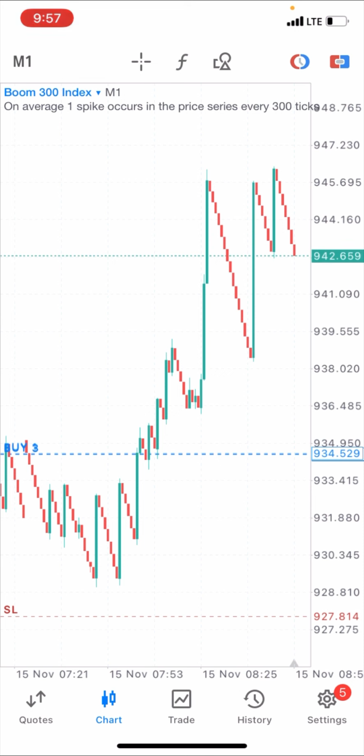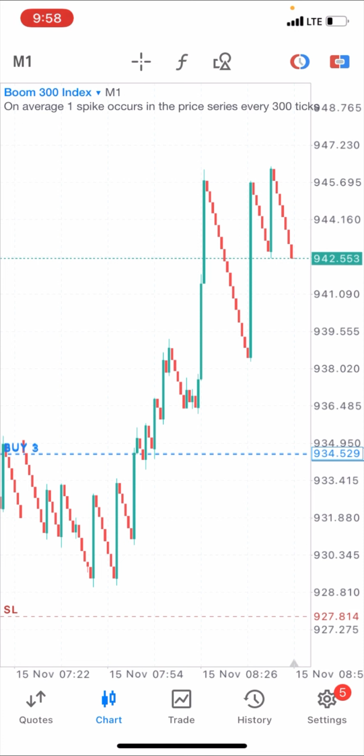So this was what motivated me to look at this market as a buy market. And then, of course, the candlesticks also prompted me to place the buy position, and we're in good profit. So it's very easy.